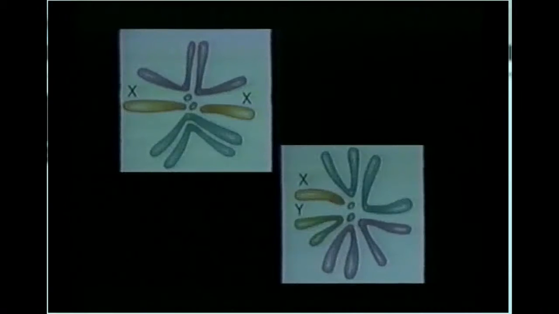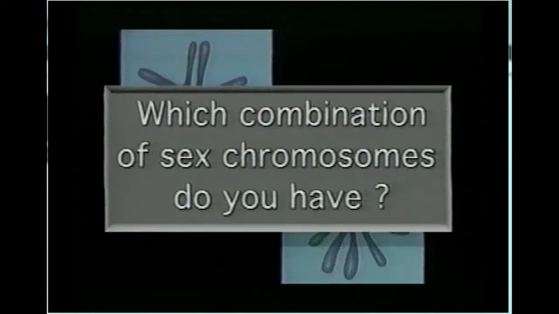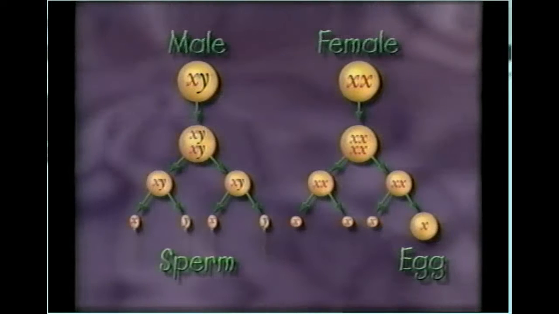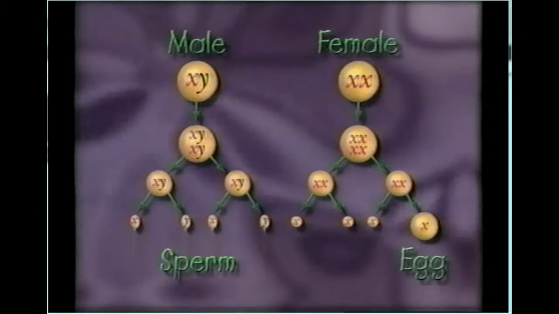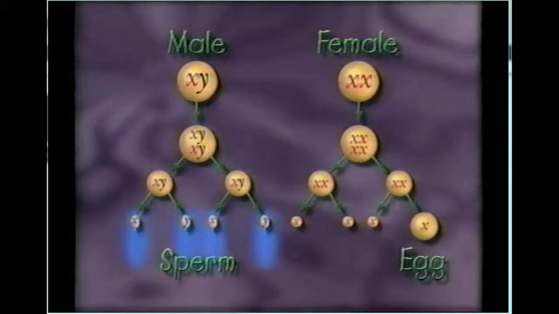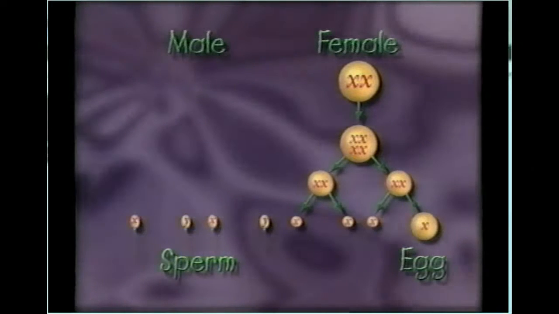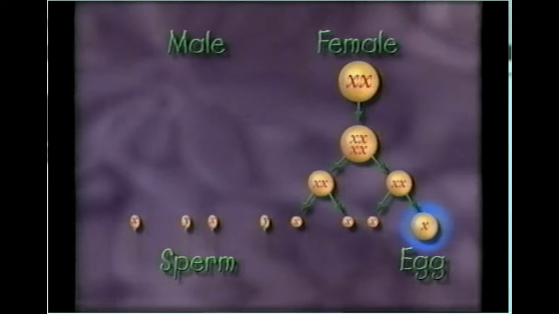Which combination of sex chromosomes do you have? Here's how it works. In males, meiosis results in sperm cells that have either an X or a Y chromosome. In females, meiosis results in an egg cell with a single X chromosome.